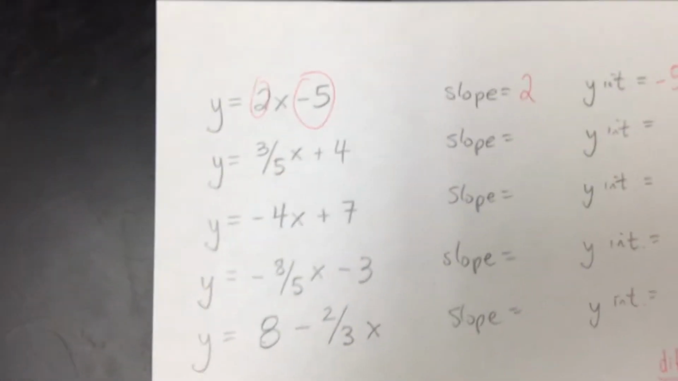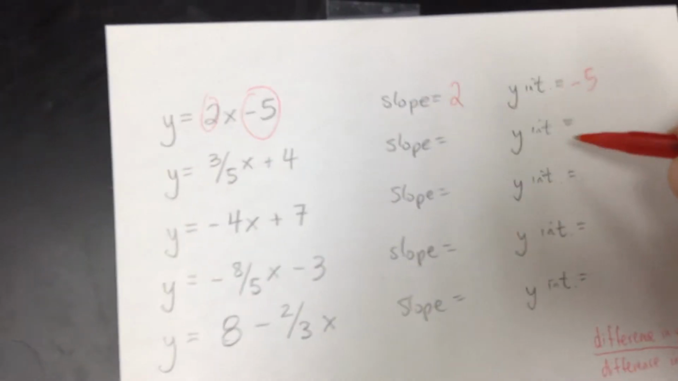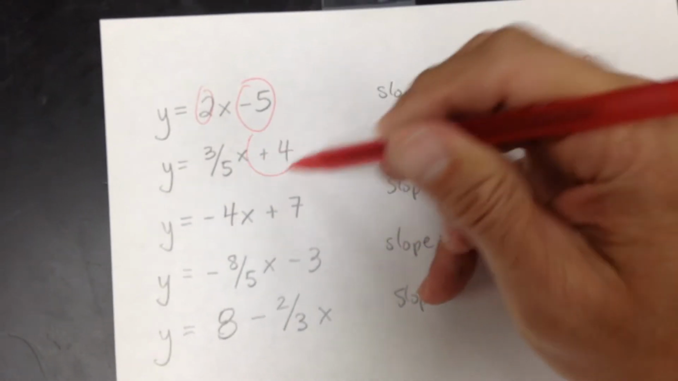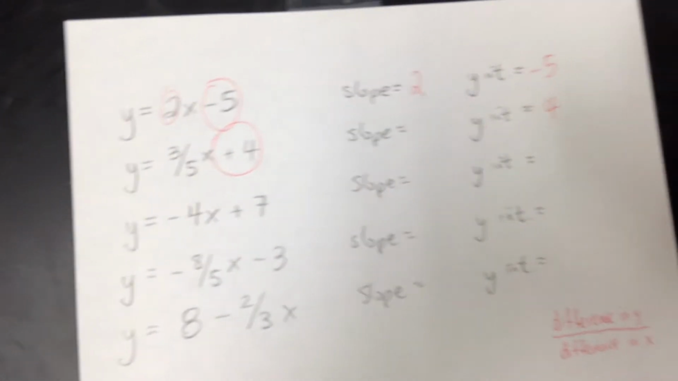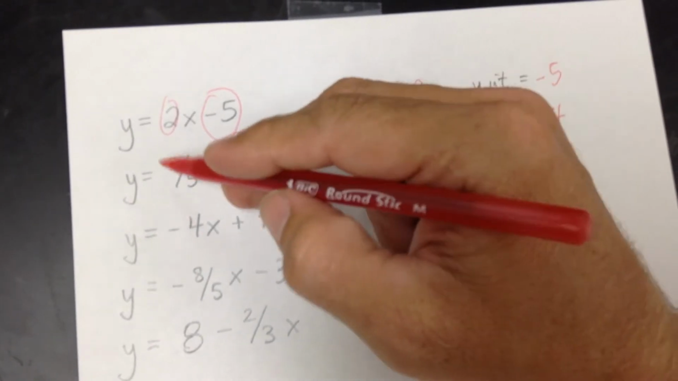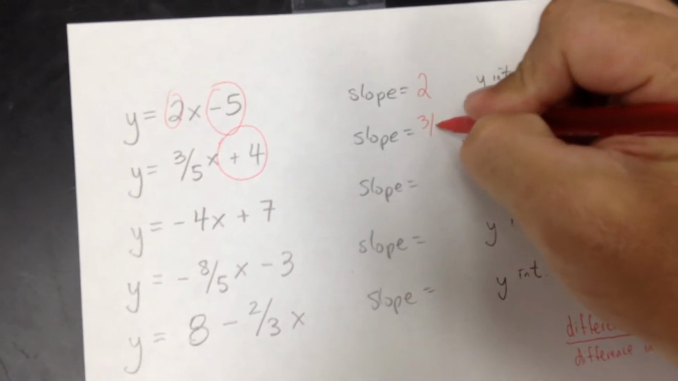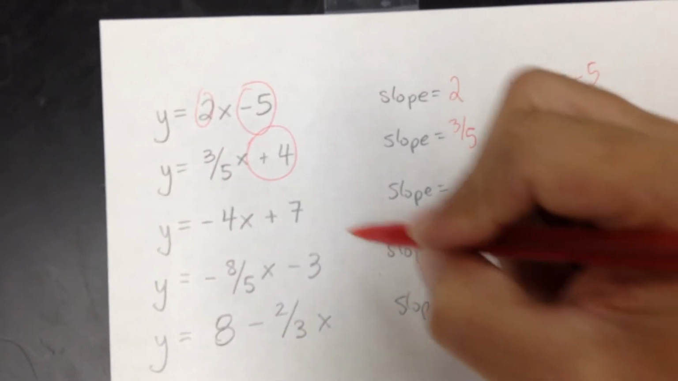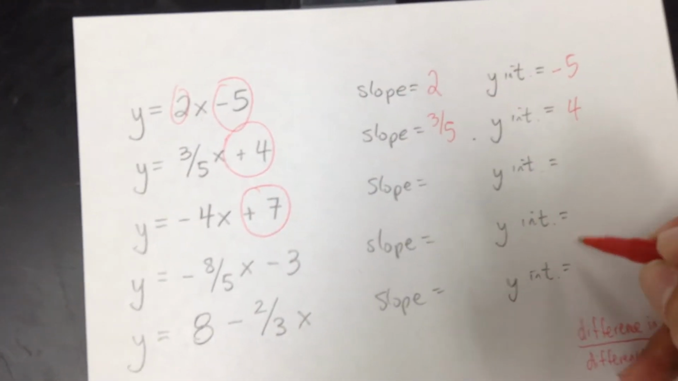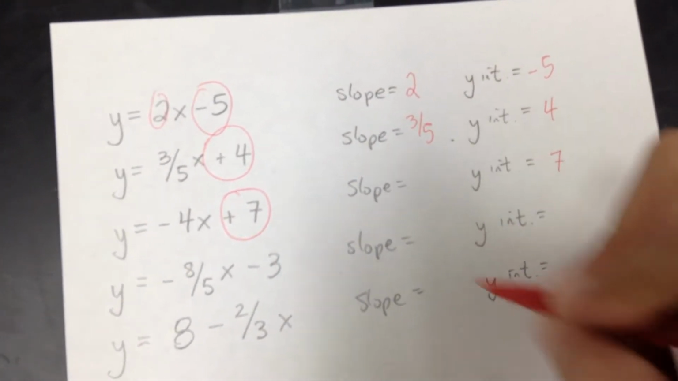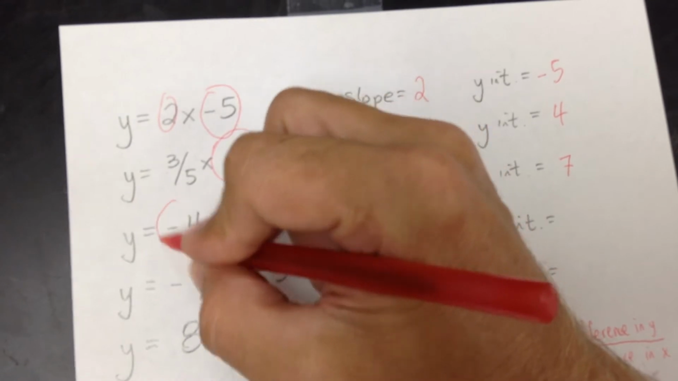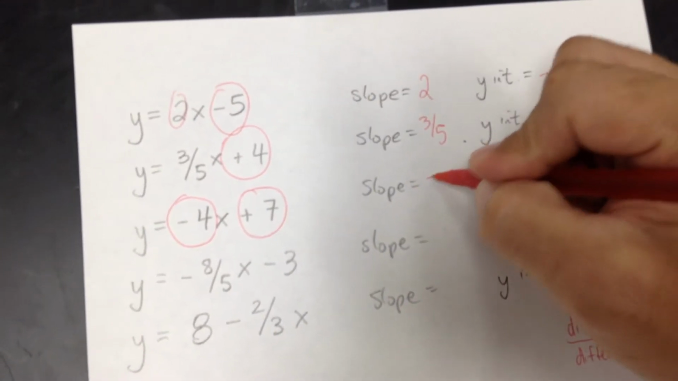So the next problem, I'm just going to zoom in a little bit here. The y-intercept, +4, which I can just put 4. And the slope, the number in front of the x, is 3/5. Next one, y-intercept is 7. The slope, the number in front of the x, in this case, is -4.